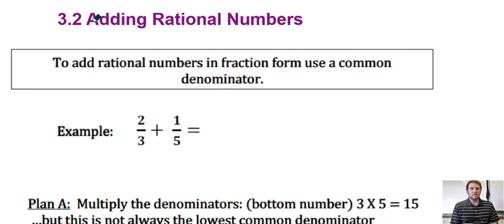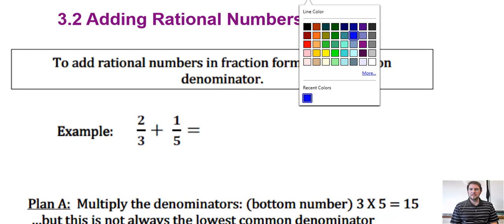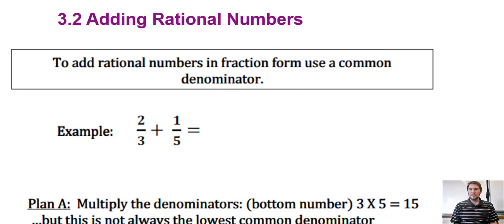So today we're going to talk about the next section, which, now that we've introduced rational numbers, will be to add rational numbers. So how do we deal with operations with these things? To add rational numbers in fraction form, we must have a common denominator. What that means is that the denominators of my fractions must look the same in order to add them.